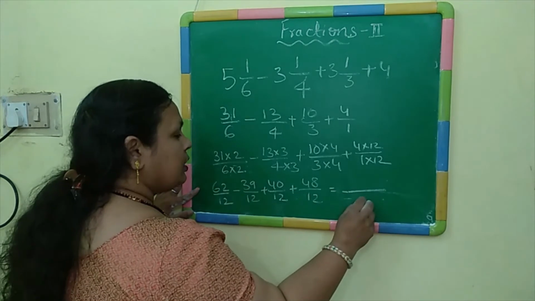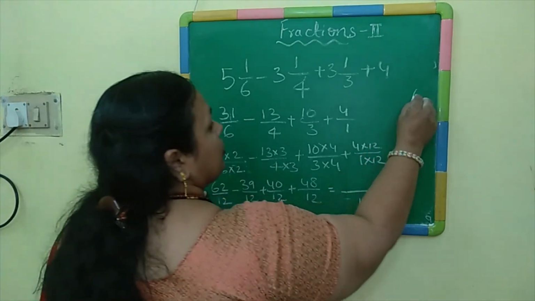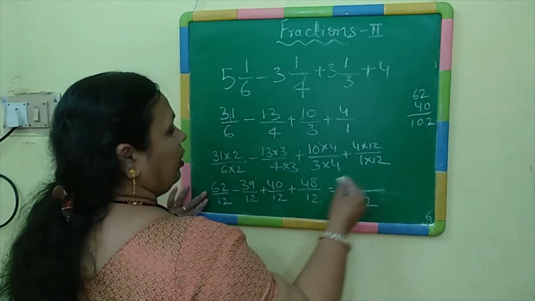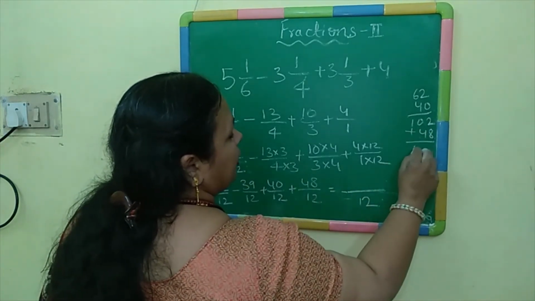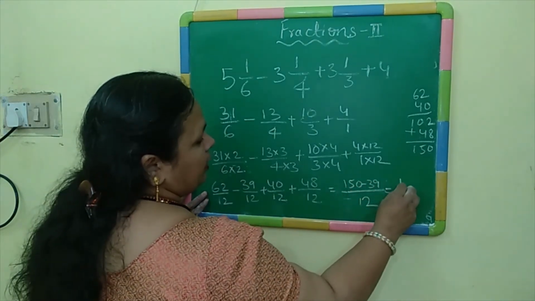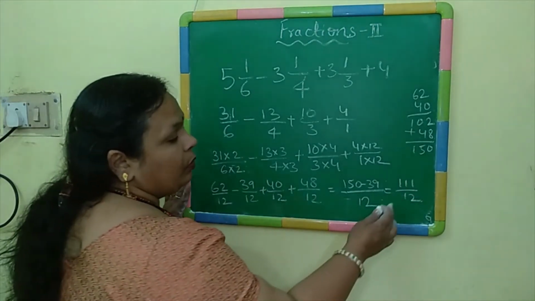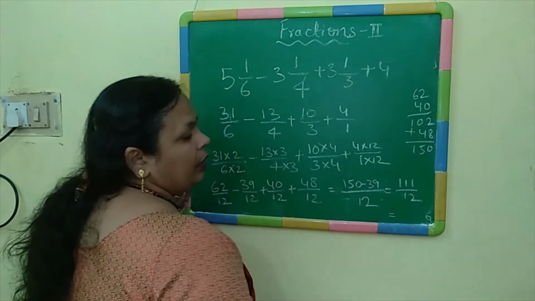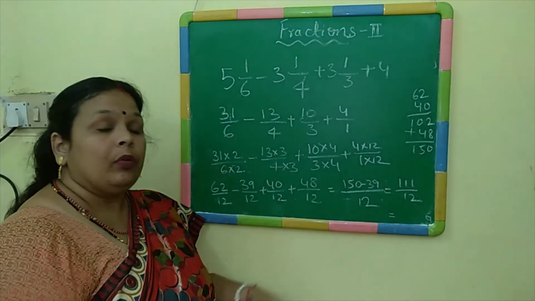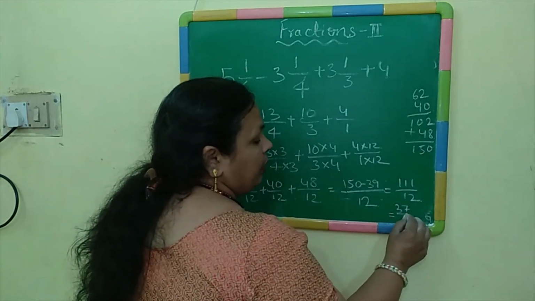Now when you solve this, this will come as 62, 40 and 48. So this is 62, 40 will give you 102 plus 48 is 150. Now 150 minus 39 is 111 by 12. Clear? That means when you do this, this is 111 by 12. Divide and factorize it. Find the simplest form. This will come as 37 by 4.